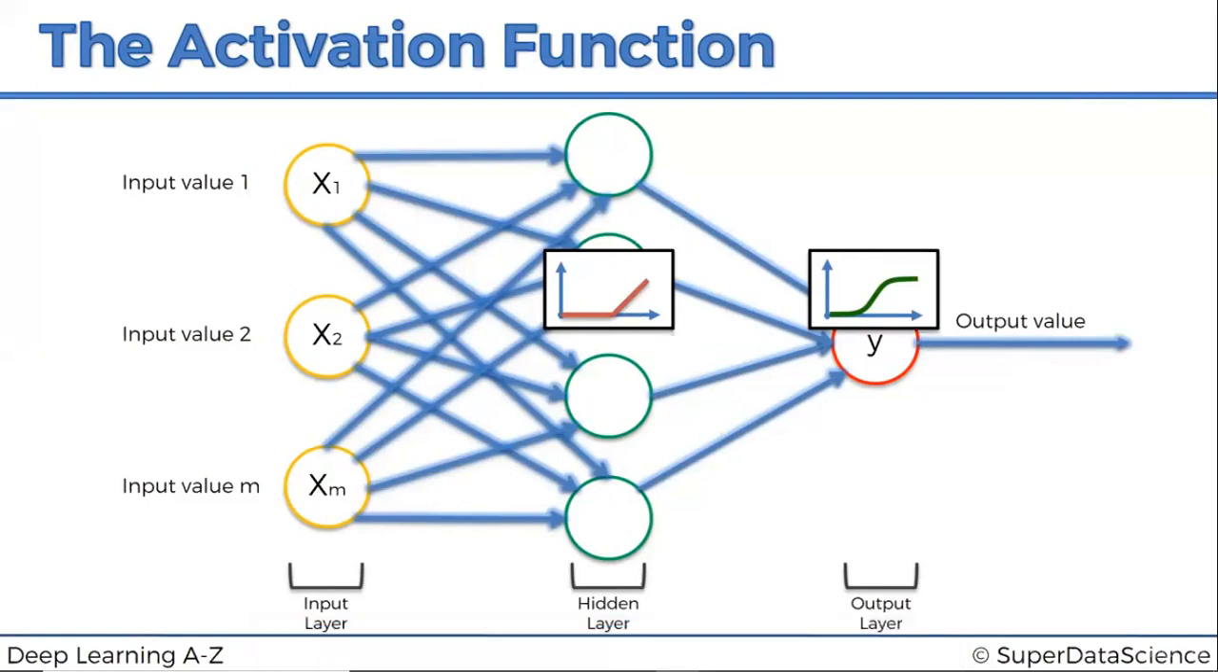layer. This combination is going to be quite common, where in the hidden layers we apply the rectifier function, and then in the output layer we apply the sigmoid function.